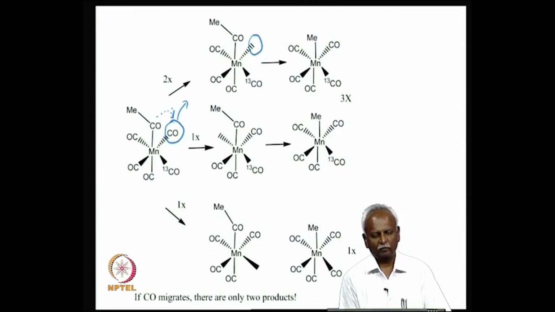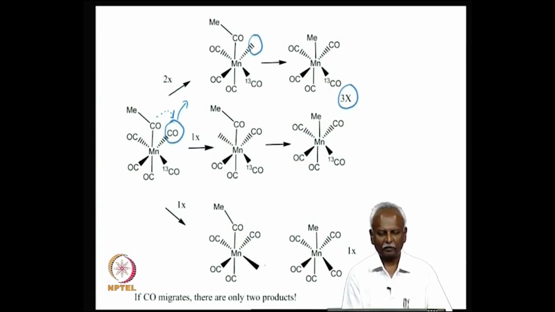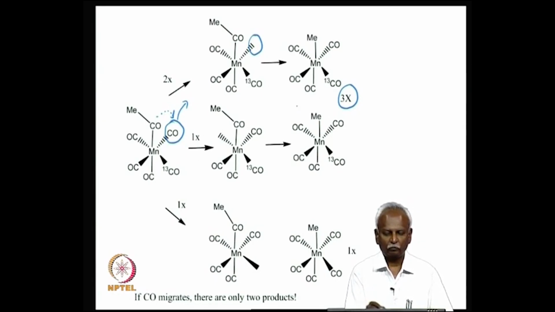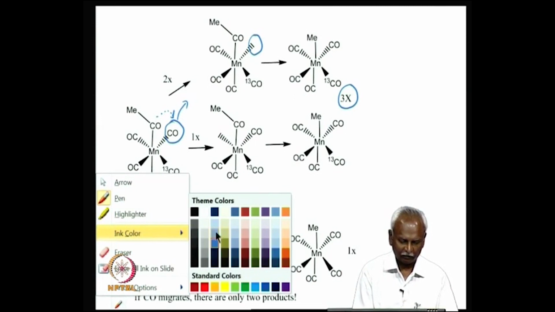So, the carbon monoxide migrates here. Then in that case, you would form exclusively this product here, which I have marked as 3x, and we will explain why 3x is possible, because there are 3 carbon monoxides like that, and each one of them could migrate, and all of them would end up with the formation of this product. On the other hand, if one loses this carbon monoxide, let us mark that with a different color.